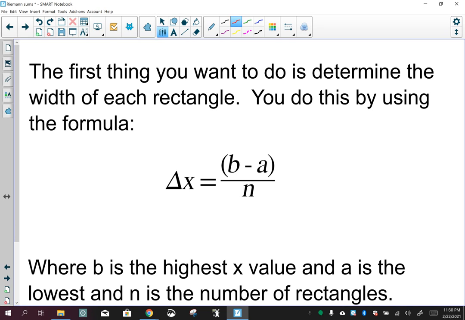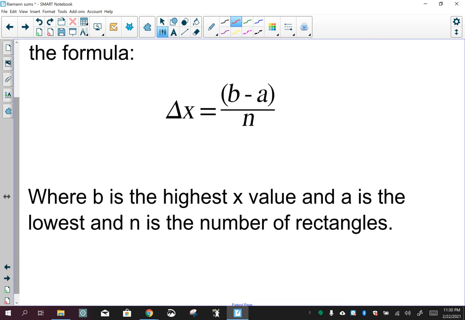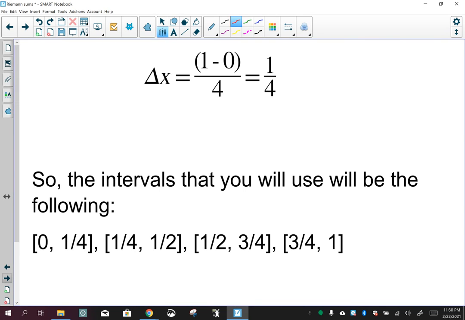Well, from 0 to 1 is 1. And I need 4 subdivisions. So my delta x is going to be 1 minus 0 divided by 4, because that's how many rectangles I want. So each width of my rectangle needs to be 1/4. That means my intervals are going to look something like this.